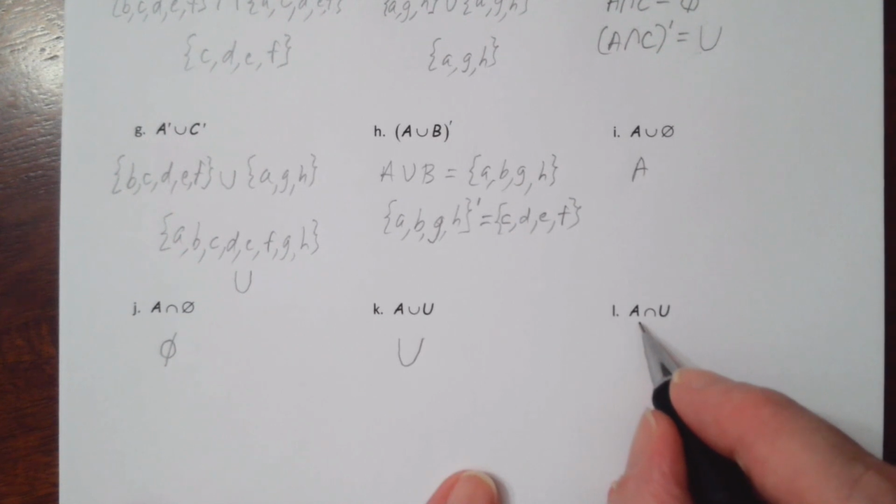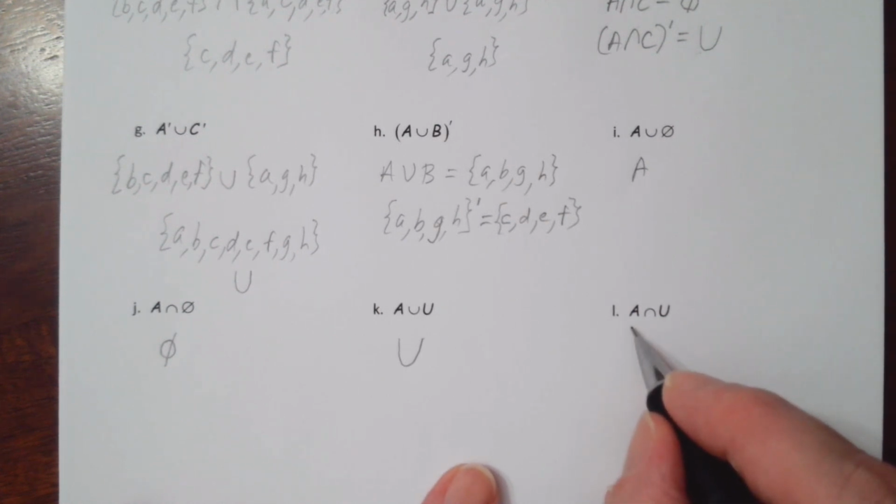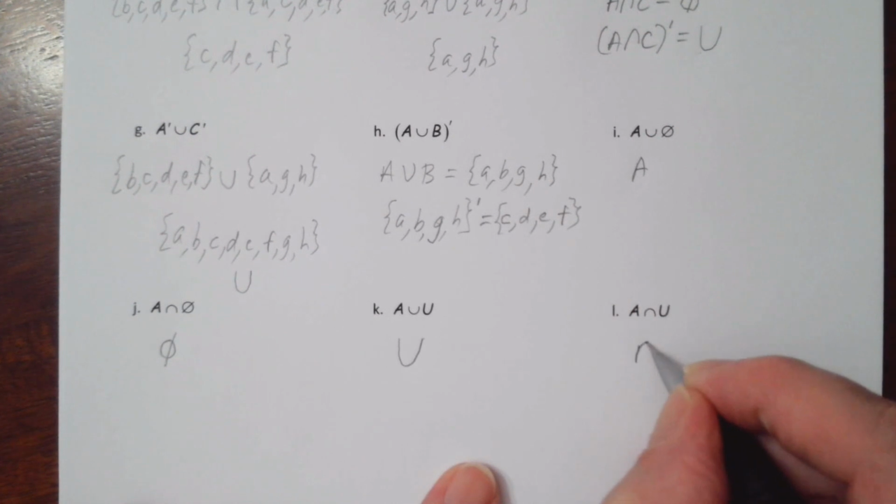And then finally, if you look for the intersection of A and the universal set, it's what the two sets have in common. It's going to be everything that's in A. And so that would just be A.